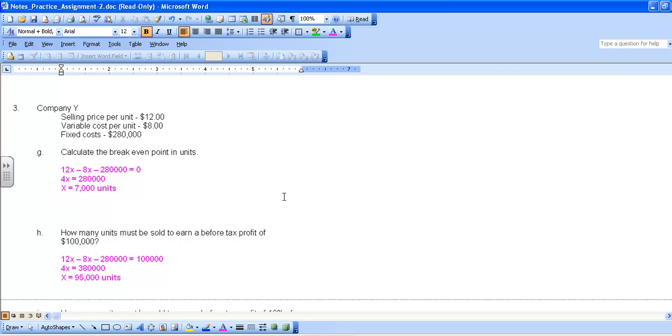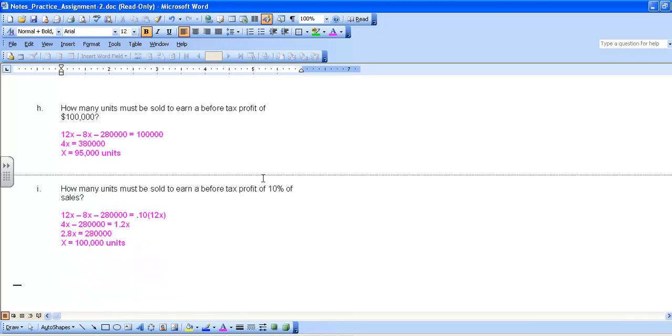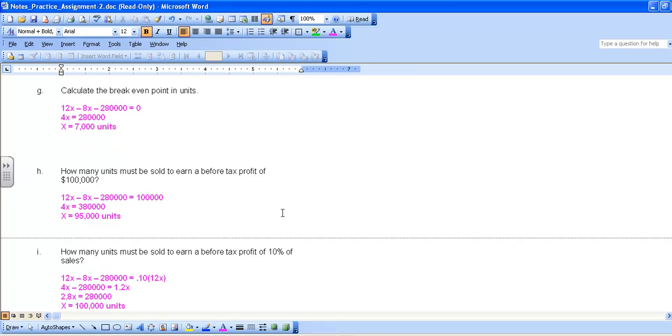And the final one, company Z, we have 7,000 units for the break-even point, 95,000 units for the before tax profit, and 100,000 units if we wish to earn 10% of sales.